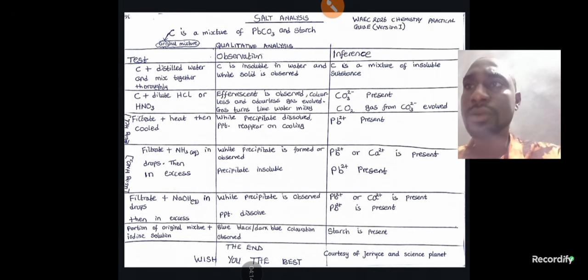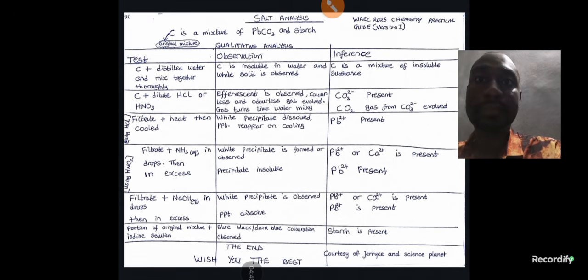Now, then you go to the third one. I told you that WAEC will either ask you to use HCl or HNO3. So if you're using HCl, you are going to filter it. You understand? Your sample C, you add HCl. After adding HCl, you filter it using your filter paper, your filtration apparatus.